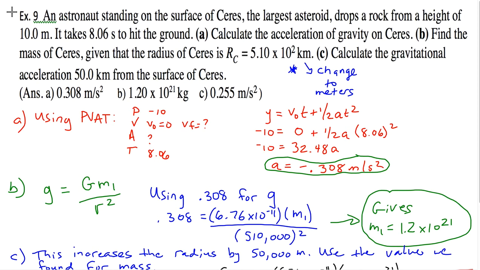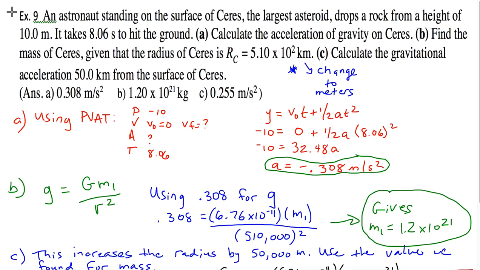All right, now the next thing that we've looked at already kind of is gravitational attraction. So now we're talking about a planet and the gravitational acceleration that that planet exerts on objects. Here we have an astronaut standing on the surface of Ceres, the largest asteroid, who drops a rock from a height of 10 meters, and it takes 8.06 seconds to hit the ground. So right away, sounds like some PVAT stuff there. We have to calculate the acceleration of gravity on Ceres. Then we have to find the mass of Ceres when we know the radius of Ceres. And then we have to calculate the gravitational acceleration 50 kilometers from the surface of Ceres.